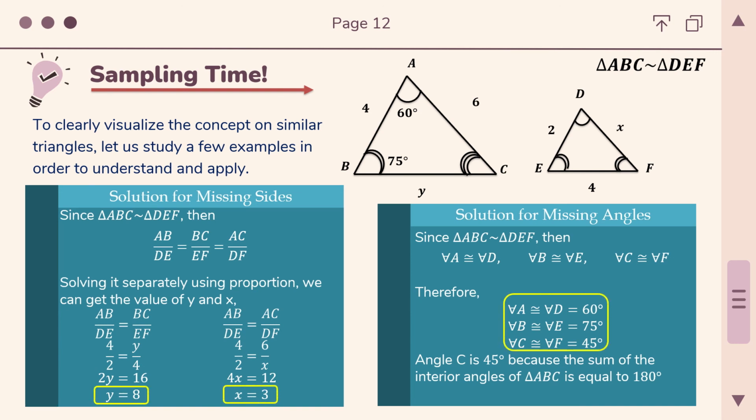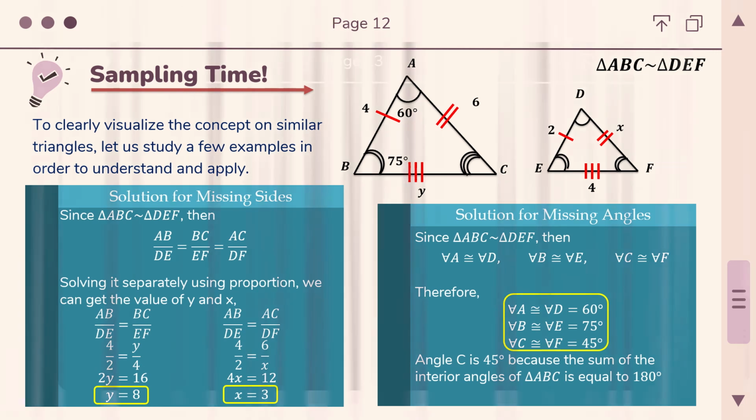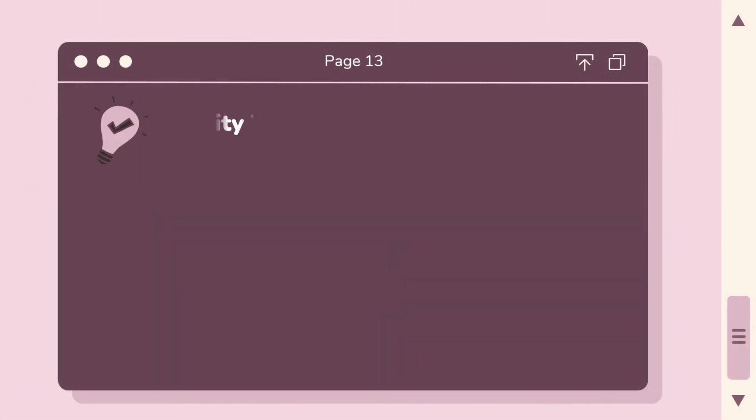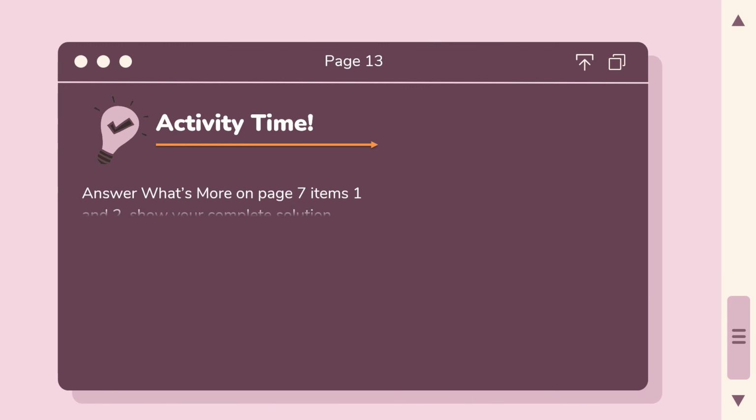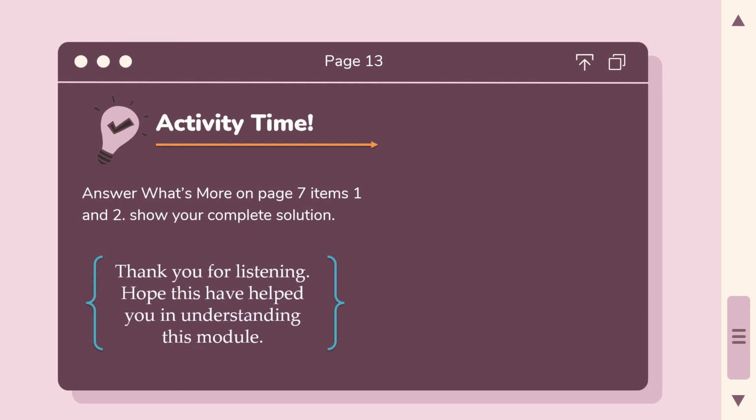Hopefully, you have nakagets sa tanan sa explanation. Hope this had helped you to understand learning this module. Number 4. So for activity on what's more, found on page 7, you will answer items 1 and 2, show your complete solution on one whole sheet of paper.